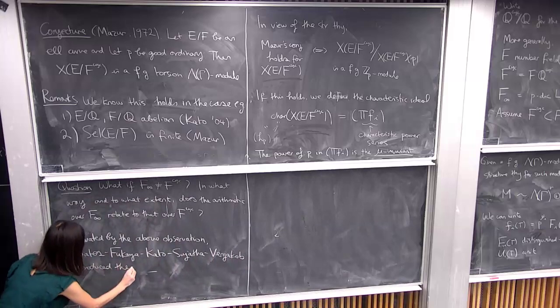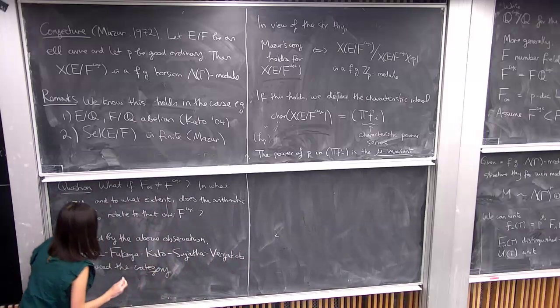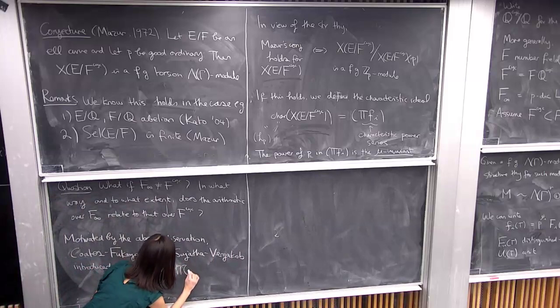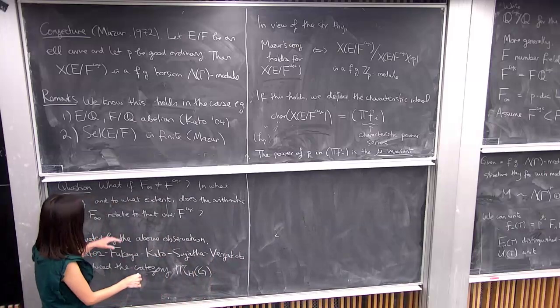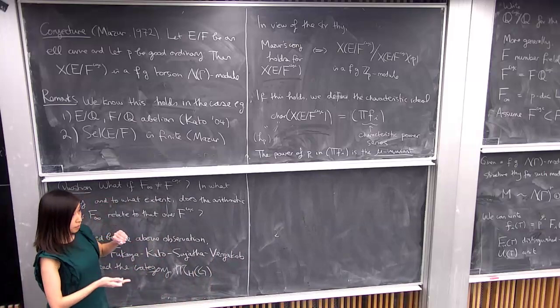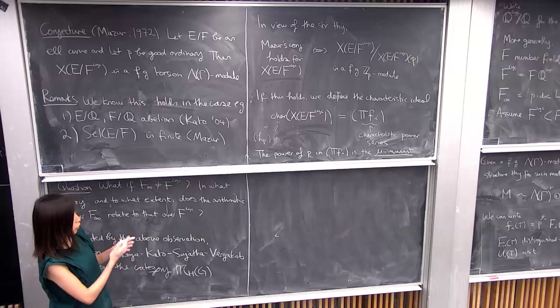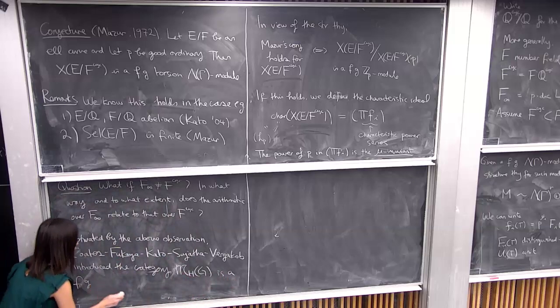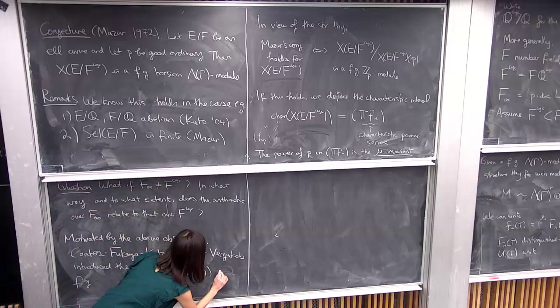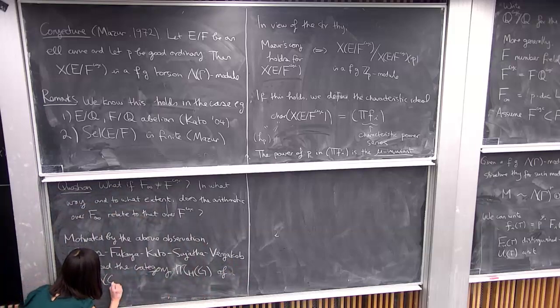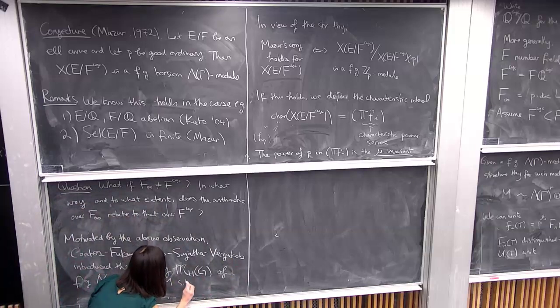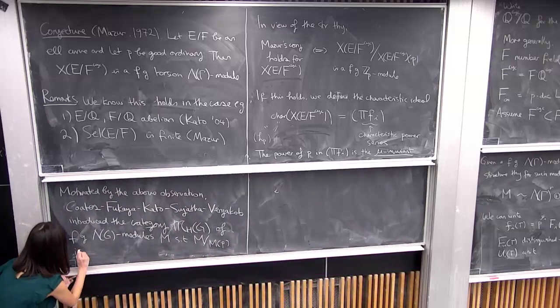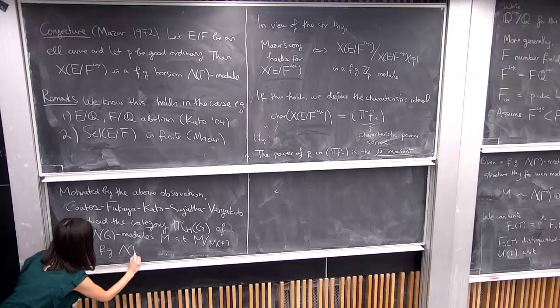Introduce the category MHG, curly M_H(G), which are finitely generated Lambda(G) modules M such that when you quotient out by the p-primary submodule, you get a finitely generated Iwasawa module of H, a finitely generated Lambda(H) module.